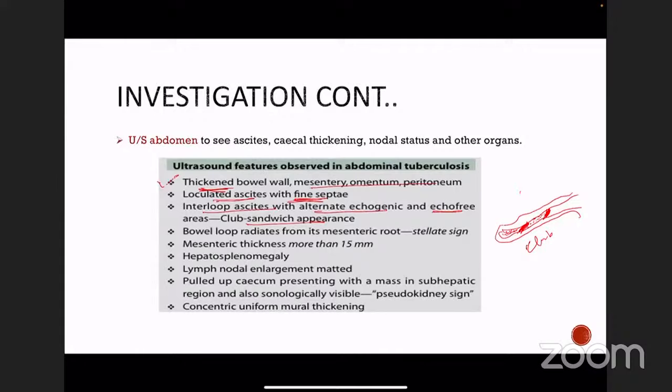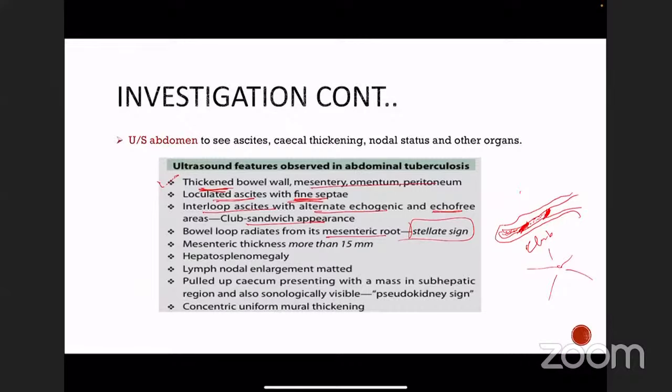Another is bowel loops radiating from the mesenteric root, which gives the stellate sign, like this from the mesentery. The bowel loops are pulled due to fibrosis and adhesion. It will give an appearance like a stellate sign seen on the USG.